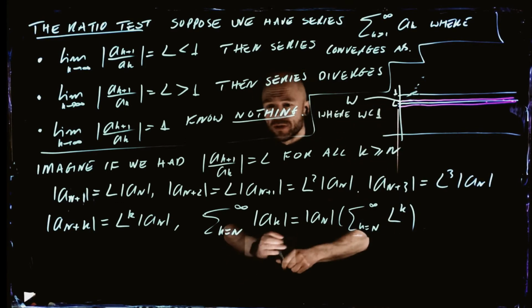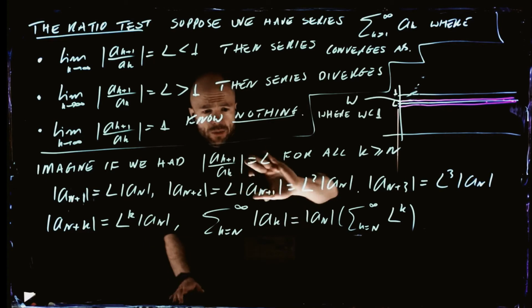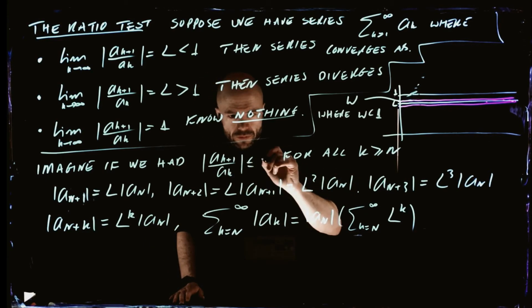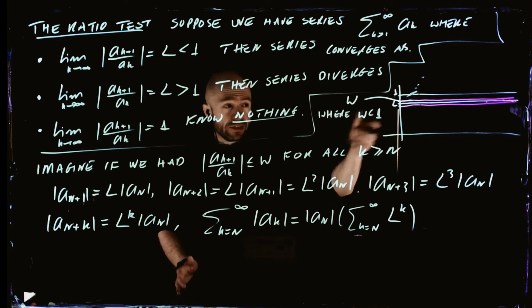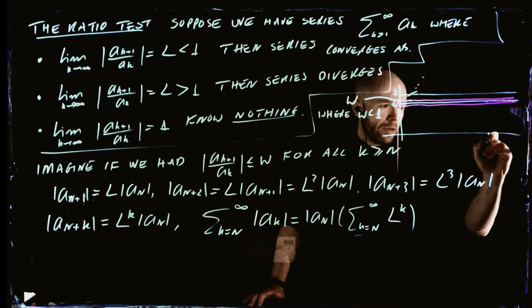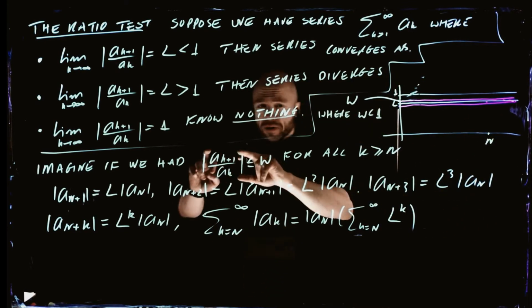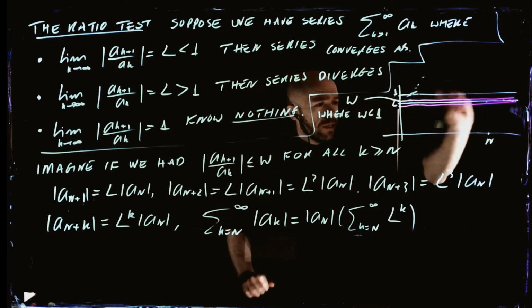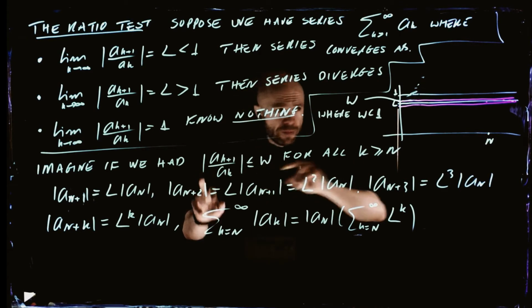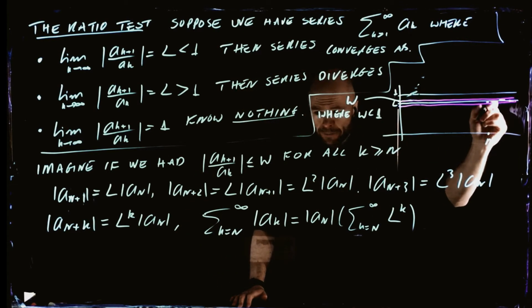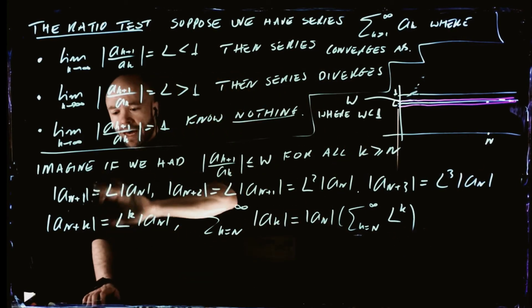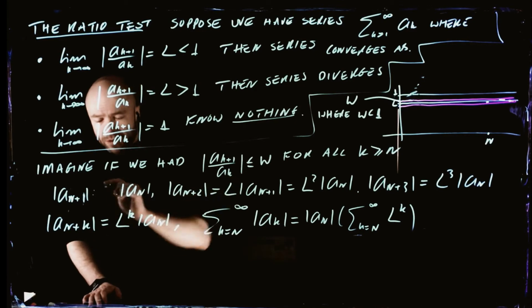So let's see what happens to what we just did. We don't have this anymore. We have less than or equal to W for all k bigger than N. That's exactly what we see from the picture. From this point onwards, N, this ratio is always inside this strip, and therefore we have this. That is just, in the language of maths, this picture. So now we have inequalities instead of equalities.